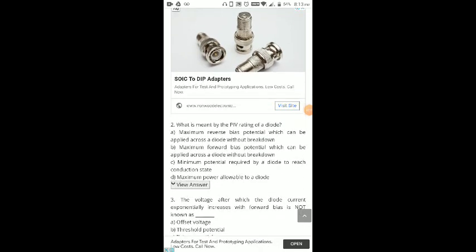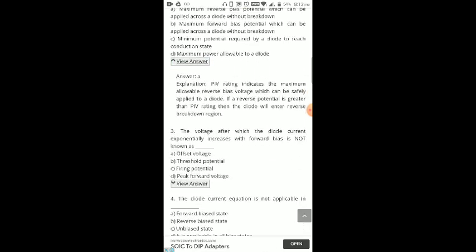Now see the next one. What is meant by the PIV rating of a diode? Same, PIV rating. Explanation, you can see already: the maximum reverse bias potential which can be applied across the diode without breakdown. So it is the answer A.